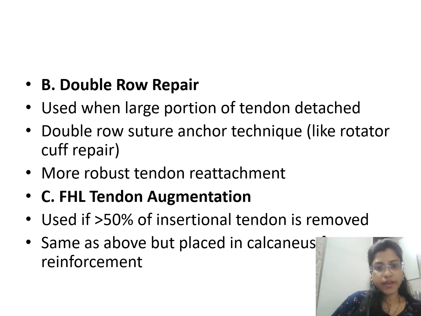Double row repair is usually used when a large portion of the tendon is detached. The double row suture anchor technique is like a rotator cuff repair. FHL tendon augmentation is done in this case also when more than 50% of the tendon is involved.